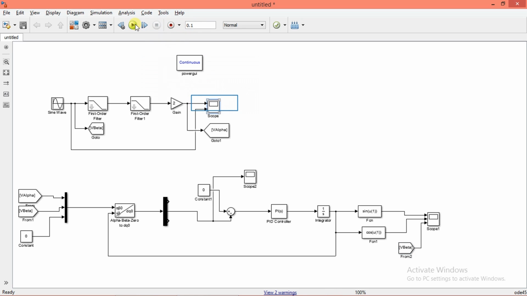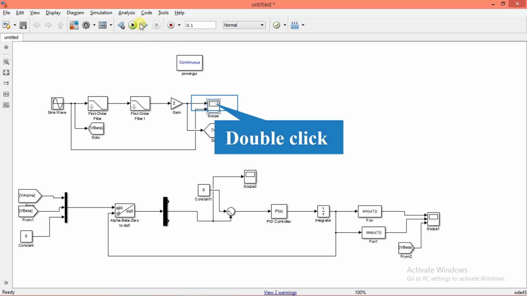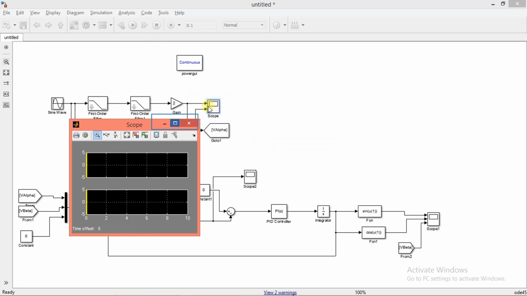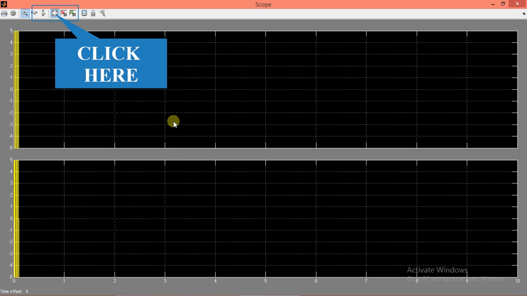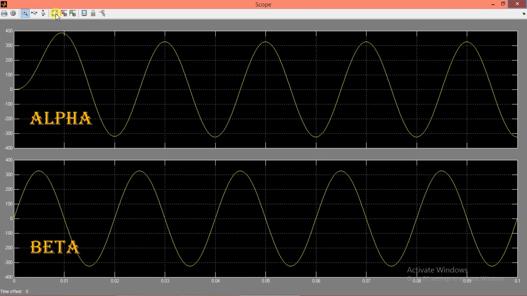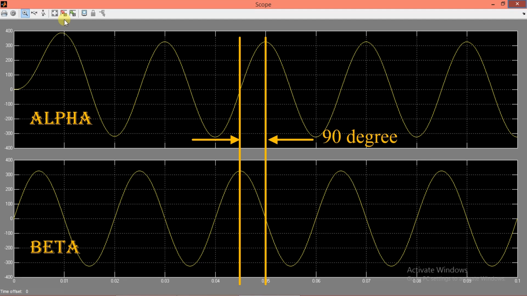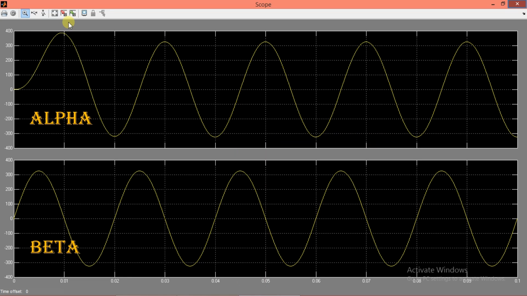First, we shall look at the alpha-beta waveform we got. To see that, open the scope. From the waveform, it's pretty clear that we got the same waveform that we expected. The phase difference between these two waves is exactly 90 degrees, as you see. And alpha is leading beta by 90 degrees.